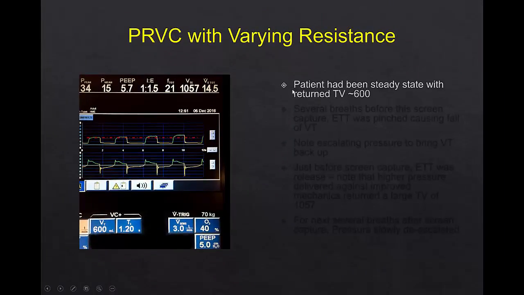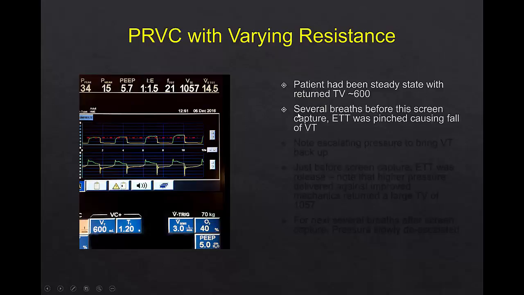So this is a patient that I did with the residents at the bedside that had been on this mode, PRVC. Tidal volumes were coming back at 600. Patient was asleep, very comfortable, synchronous, everything was good. And then several breaths before I captured the screen, let's go back about 1, 2, 3, right around over here, 3 breaths back. I can't really reach off the screen, but before I did the screen capture and froze the screen, I pinched the endotracheal tube enough to make the tidal volumes fall off.